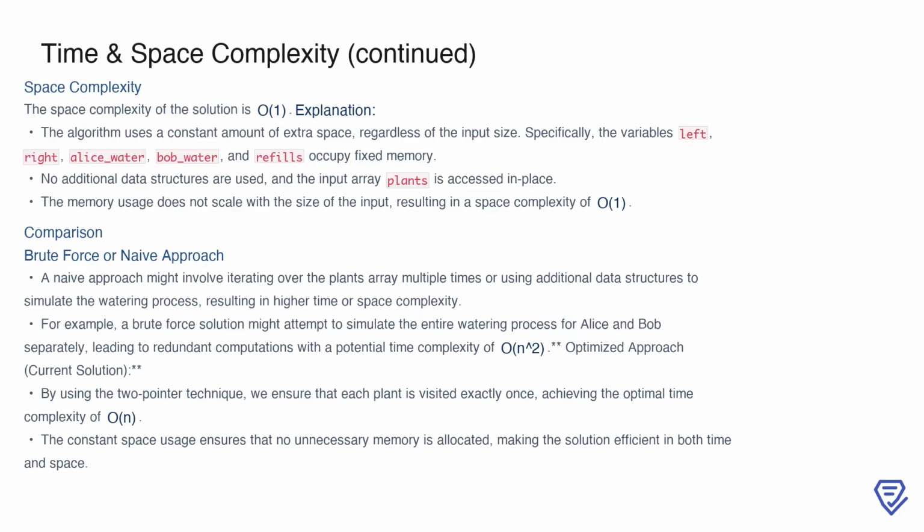When comparing this optimized approach to a brute force or naive method, the differences become clear. A less efficient solution might involve multiple passes over the array or unnecessary data structures to simulate the watering process, potentially increasing both time and space requirements. For instance, a naive method might simulate the entire process for Alice and Bob individually, leading to redundant calculations and a possible time complexity of O(n²). In contrast, the current solution achieves the optimal O(n) time complexity by ensuring that each plant is only visited once, and it maintains O(1) space usage by avoiding the allocation of unnecessary memory.